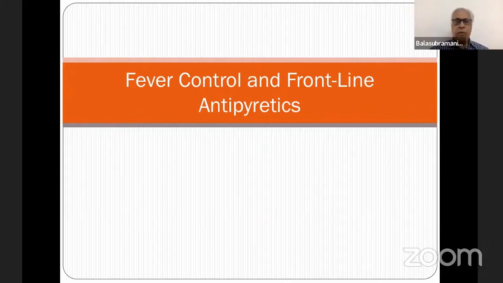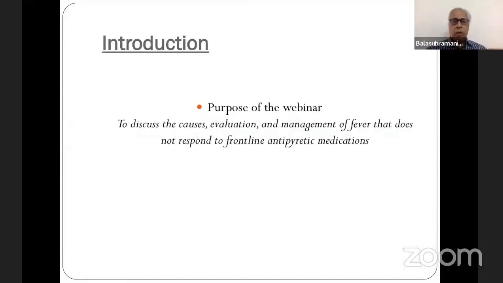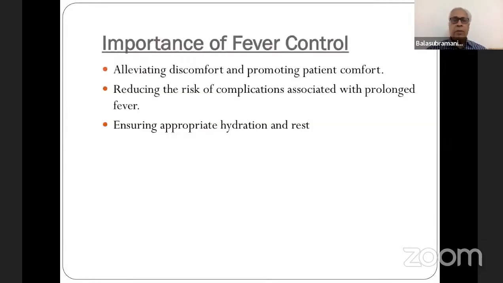The topic in focus now is fever control and frontline antibiotics. The purpose of this session is to discuss the causes, the correct method of evaluation and management of fever that apparently does not respond to, I would want to add, apparently does not respond to frontline antibiotic medication.